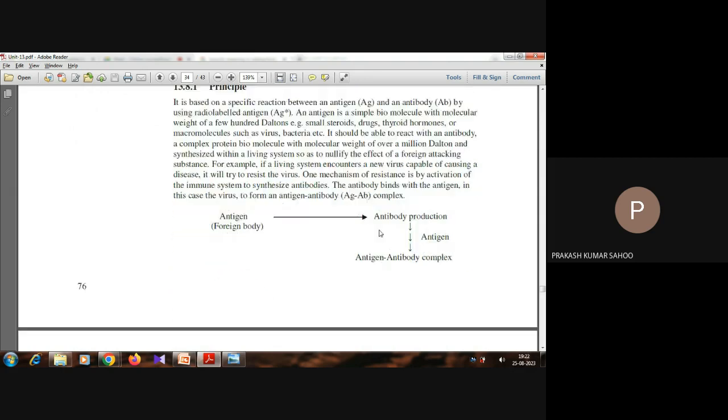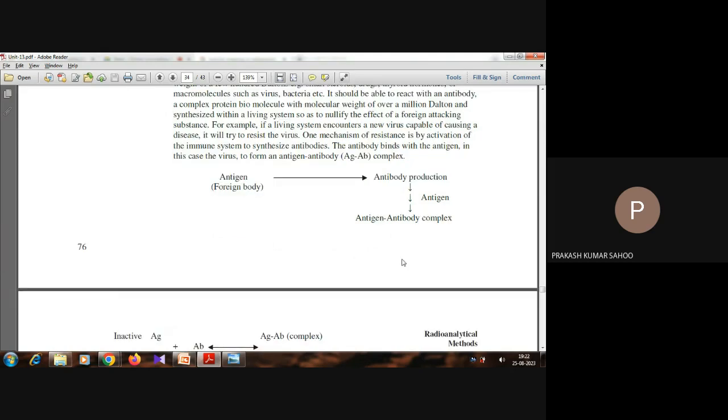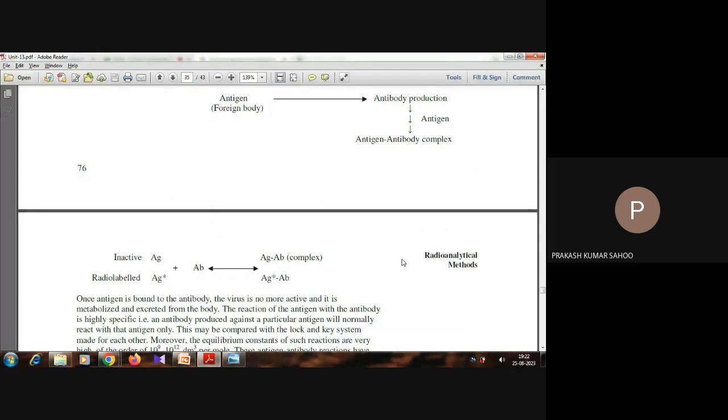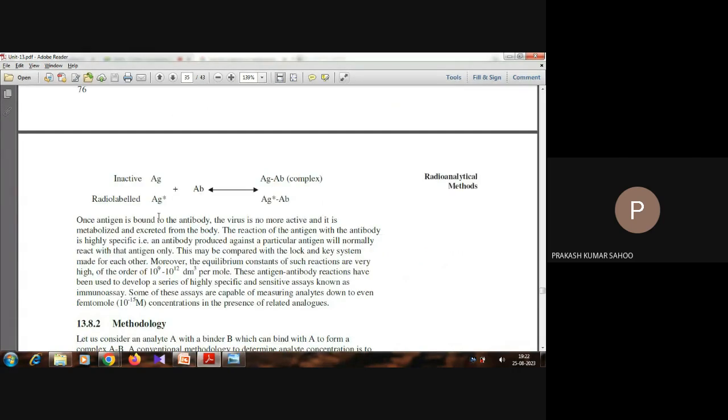So this is the principle. Antigen, that is a foreign body, then antibody production, then the antigen-antibody complex. So this complex will sense the presence of your insulin. Here radioactive silver is used, and this is the antibody, and this is the antigen, a foreign particle. So this will form a complex with some activity.